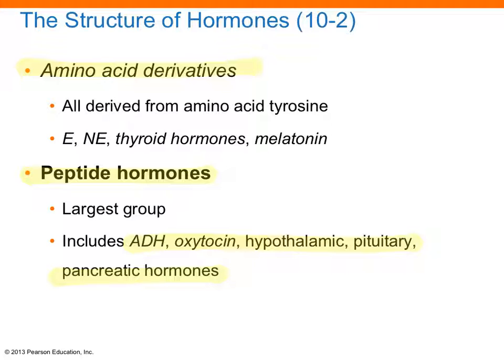Now we're going to begin with the structure of hormones. The first type we're going to discuss are amino acid derivatives. They're all derived from the amino acid tyrosine. They include 4 hormones: epinephrine, norepinephrine, thyroid hormones, and melatonin. The second group are called peptide hormones, and they're the largest group. They include ADH, oxytocin, hypothalamic, pituitary, and pancreatic hormones.